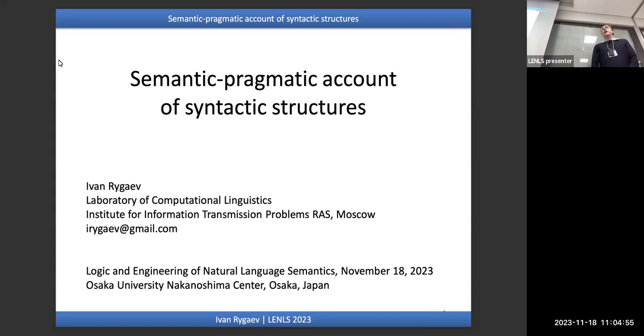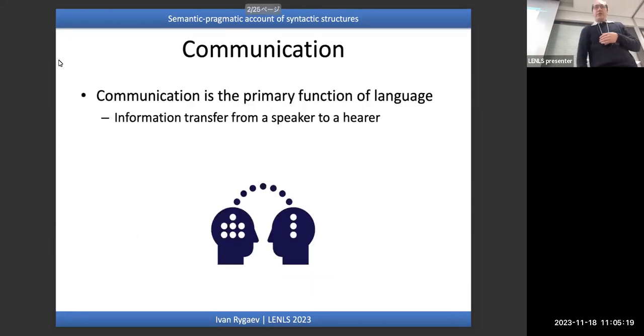So basically, that comes to the idea that we have some additional content in our head, and when we want to communicate it, the need for communication somehow leads to the appearance of a tree-like structure, which can then be realized in the syntax of the sentence. So basically, language is for communication, and communication is information transfer from a speaker to a hearer.